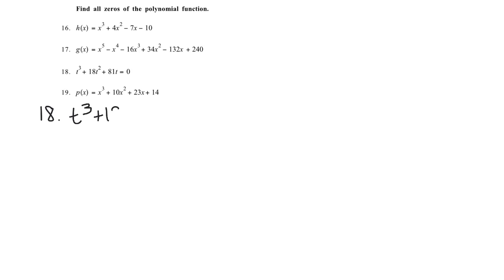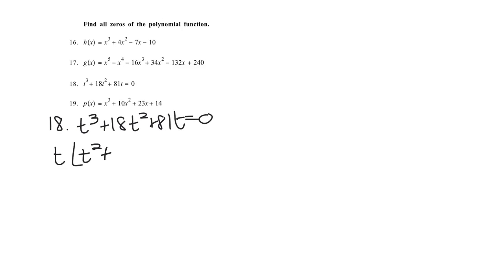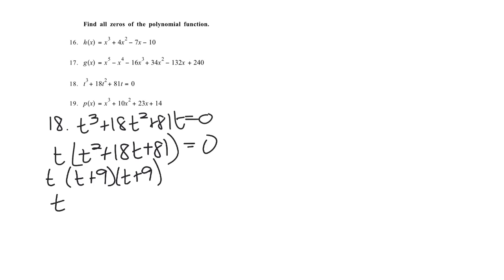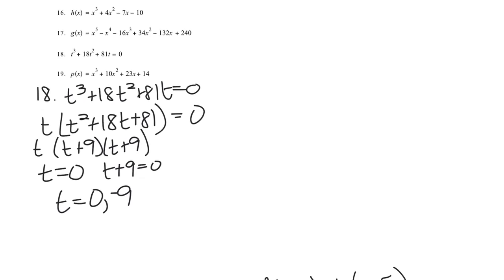T cubed plus 18t squared plus 81t equals 0. I don't have a constant, so that tells me I should factor out a t. T squared plus 18t plus 81. Now I'm at a factoring minute problem. T plus 9, t plus 9, and so t equals 0, t plus 9 equals 0. So t is 0 and negative 9. I don't need to write the negative 9 twice. It is a double root, which would change how it graphed. It would bounce off that negative 9 as a root. But we're not graphing these right now.